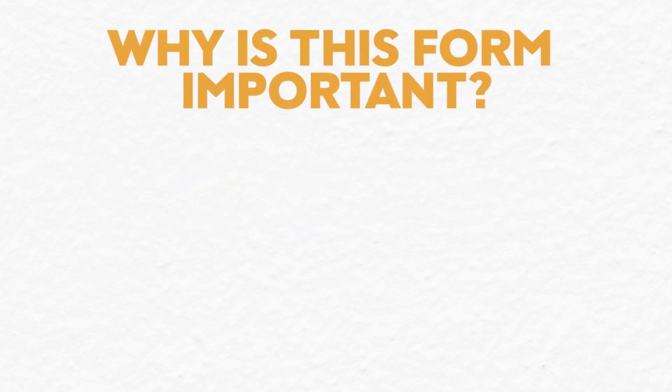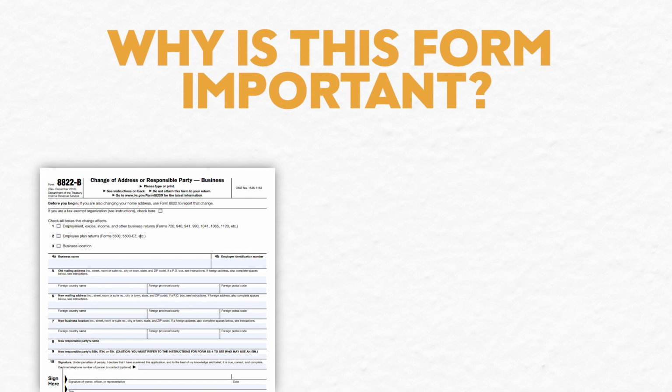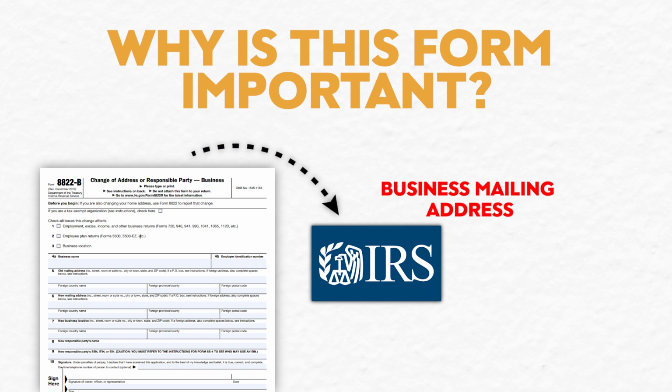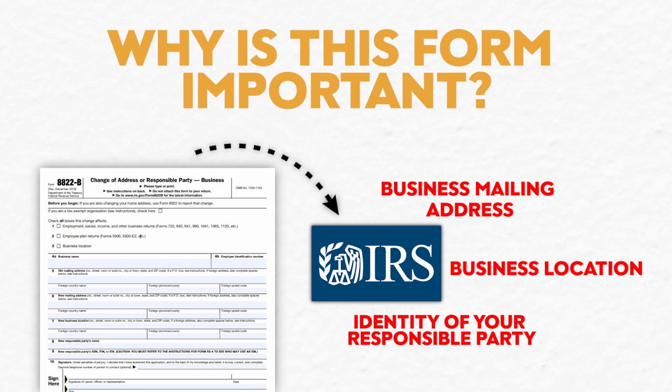Now, why is this form important? We use Form 8822-B to notify the IRS about certain changes, and those are the changes that relate to your business mailing address, your business location, and the identity of your responsible party. Okay, and during the course of this presentation, we're going to define who a responsible party is and who needs to sign these forms when it's time for certain changes to be done.